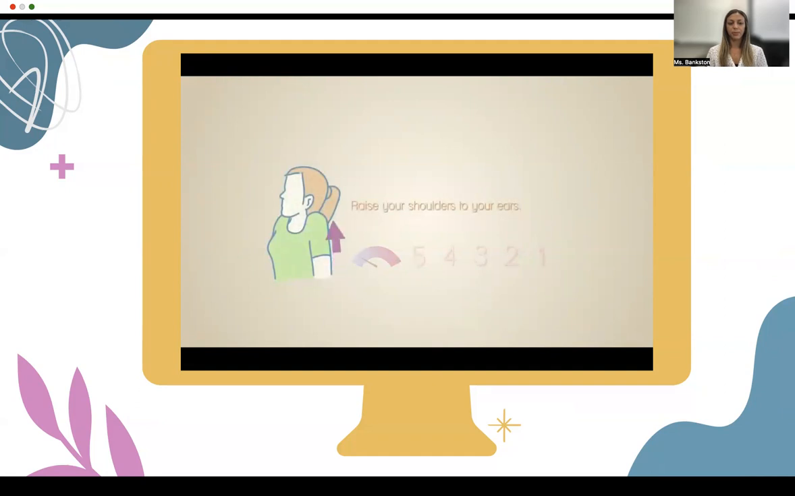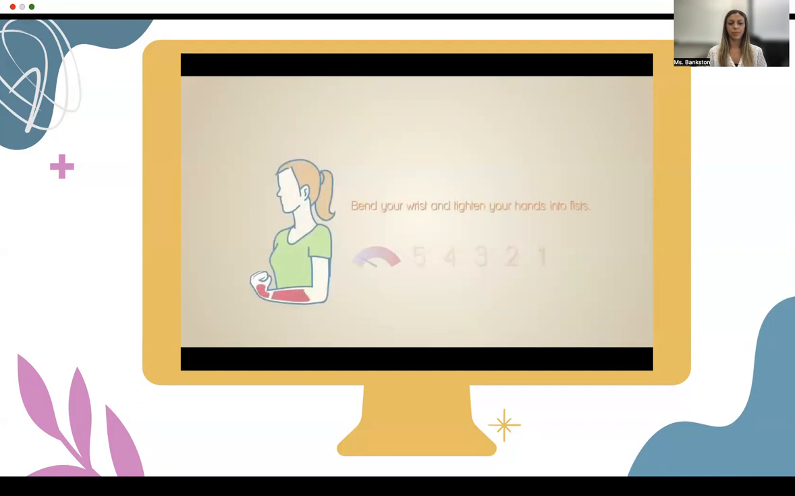Raise your shoulders to your ears. Tense your back by pulling your shoulders back. Hold that tension for 5, 4, 3, 2, 1. Quickly release and relax. Onto your hands, fingers, and arms.